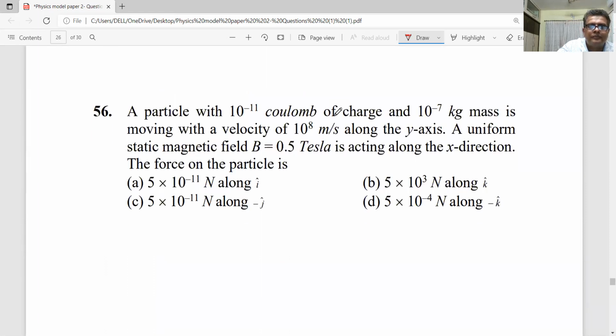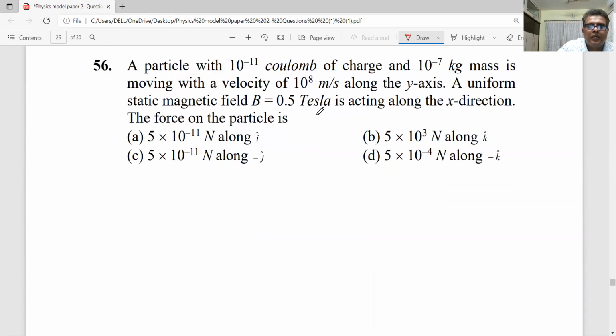Next question. A particle with 10 power minus 11 coulomb of charge and 10 power minus 7 kg mass is moving with a velocity of 10 power 8 meter per second along the y-axis. A uniform static field B equals 0.5 Tesla is acting along the x direction. The force on the particle is.